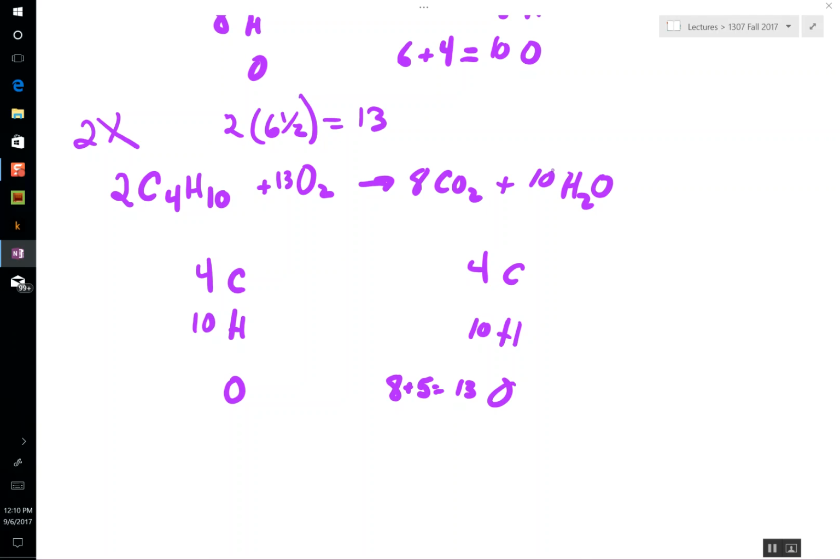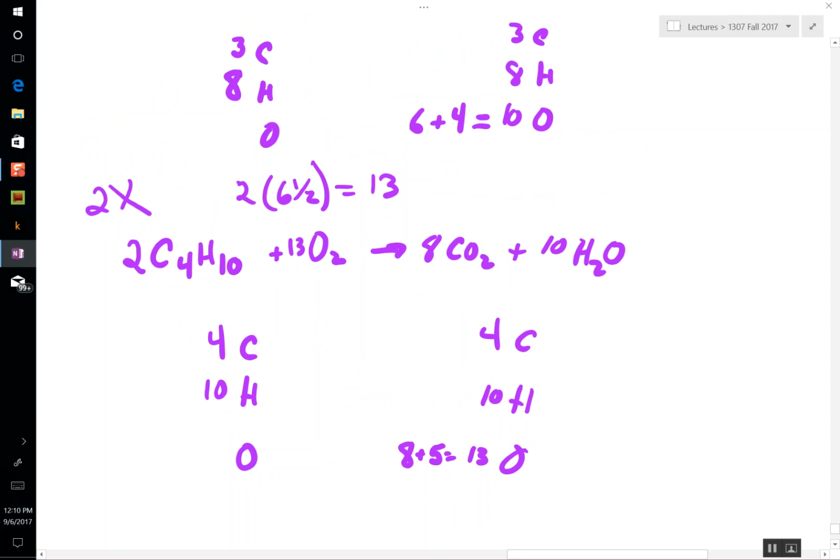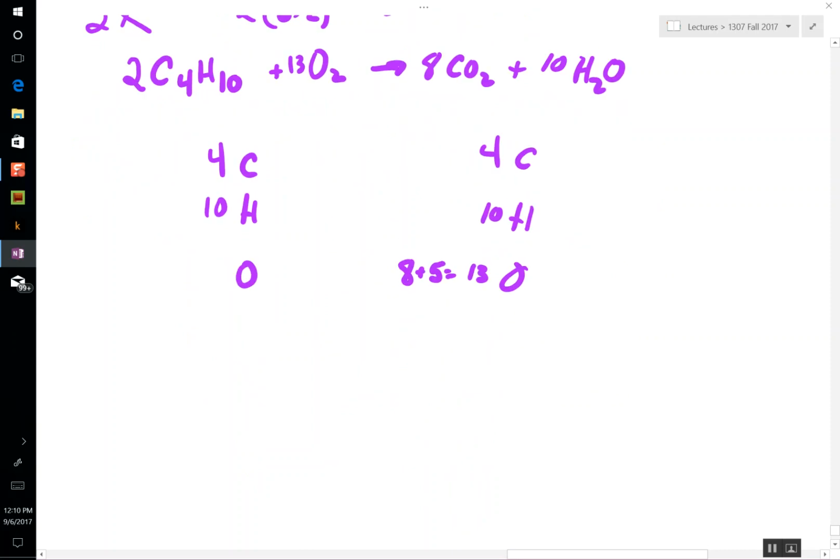So just double all of them. It's the only case you're going to be in. You're going to either have an even number of oxygens on the right, and you can get a whole number of O2 molecules, or you're going to have an odd number of oxygens on the right, and you're going to have a fraction, so you're going to multiply by 2. Okay, I called this complete combustion.